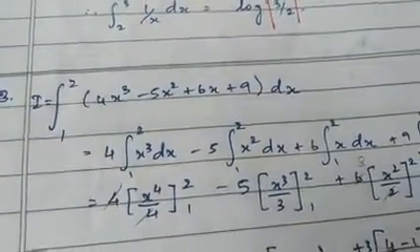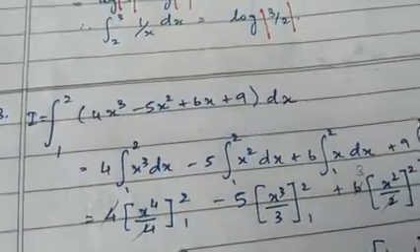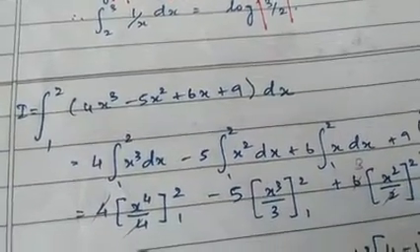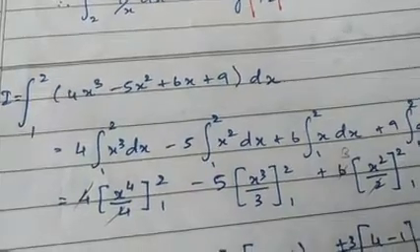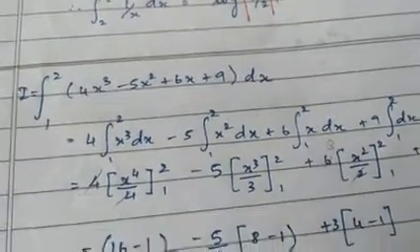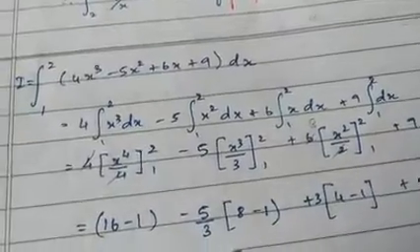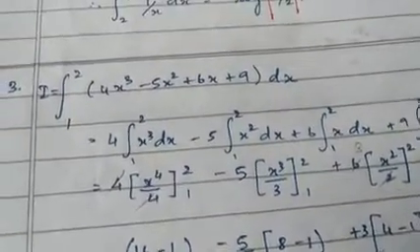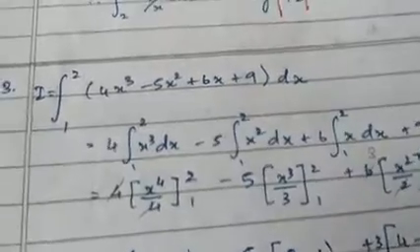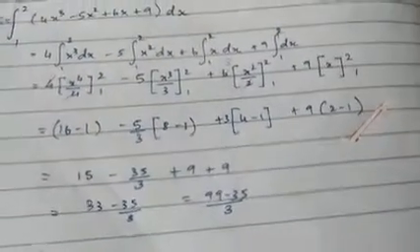The next question: I equals the integral from 1 to 2 of 4x cube minus 5x square plus 6x plus 9 into dx. This is the homework sum. I will just explain how to do it. First, separate the integral and take the constant outside. After that, integrate and apply the upper limit minus the lower limit. I am just showing the steps. Just see, and this is the final answer.